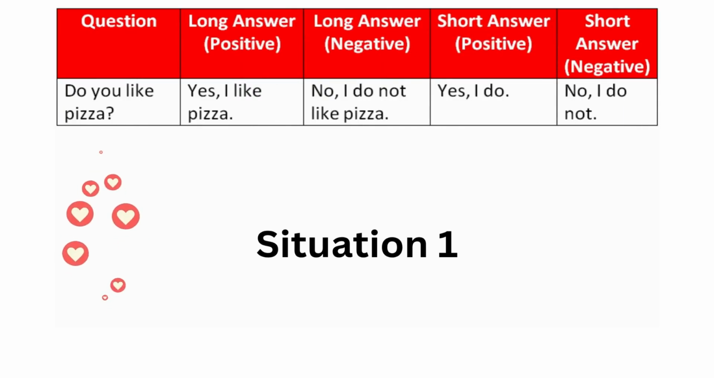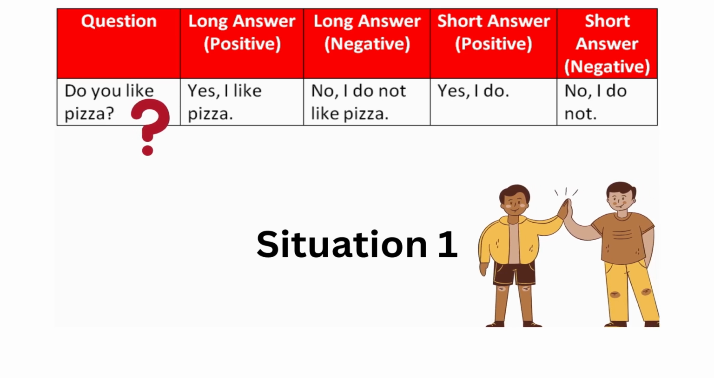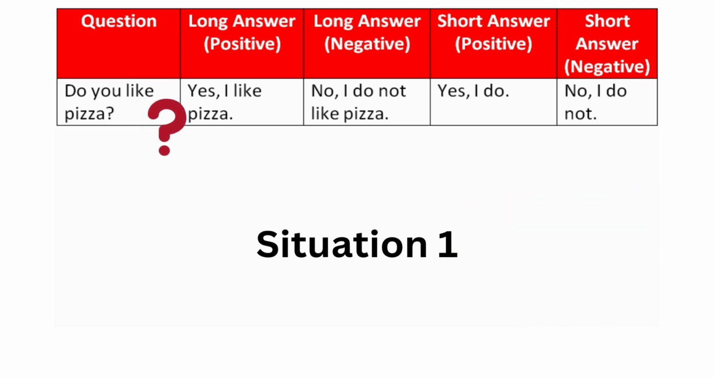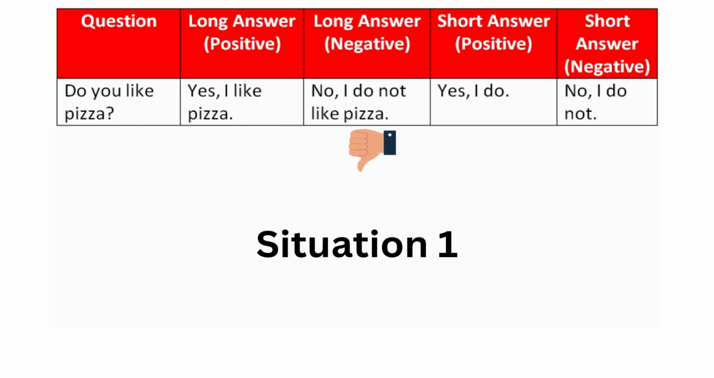Situation 1. Asking about likes. Imagine your friend asks you, "Do you like pizza?" If you like pizza, you could say, "Yes, I like pizza." If you don't like pizza, you would say, "No, I don't like pizza." But the short answer is, instead of "Yes, I like pizza," you can simply say, "Yes, I do." The negative answer, instead of "No, I don't like pizza," you can say, "No, I don't."